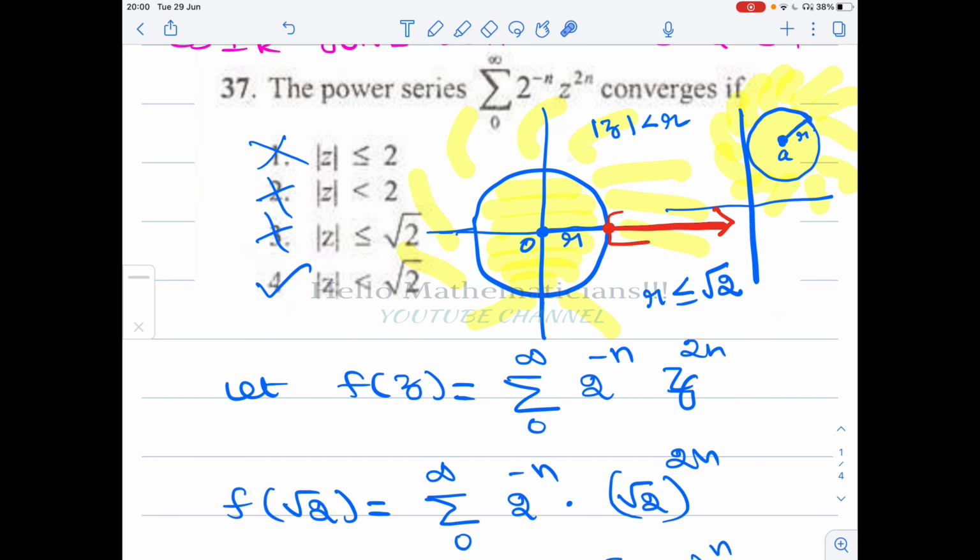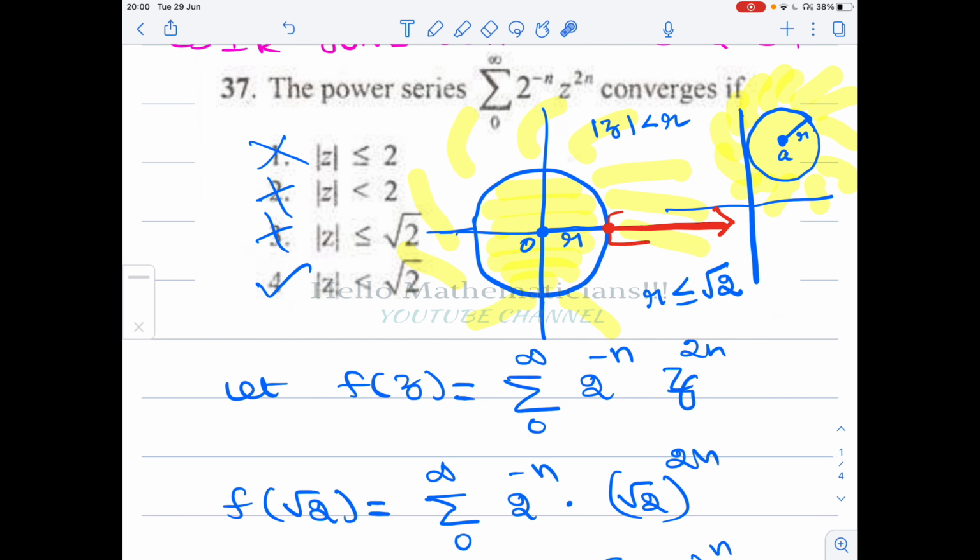Now we could go to the more general form. Okay, so we just saw that summation 2 power minus n z power 2n. So these two numbers 2 and 2 can be taken to be arbitrary numbers. So here, instead of 2 and 2, I take two arbitrary natural numbers. Okay, t comma s, any numbers. For example, you can take this as 3 and this as 4. So summation 3 power minus n z power 4n.